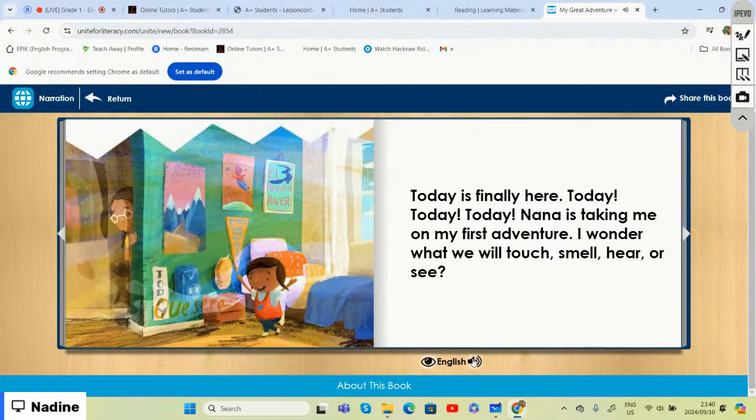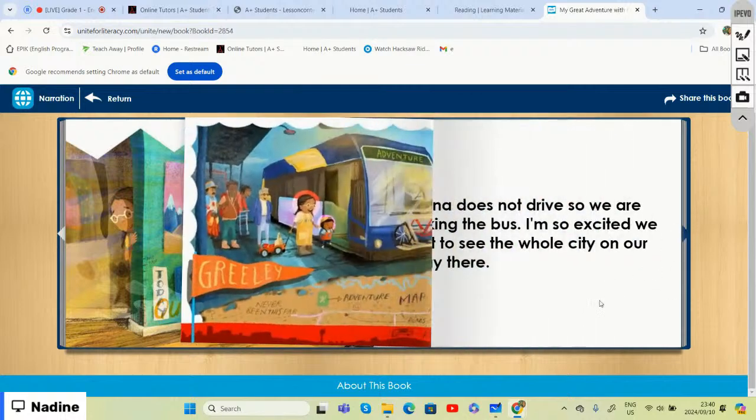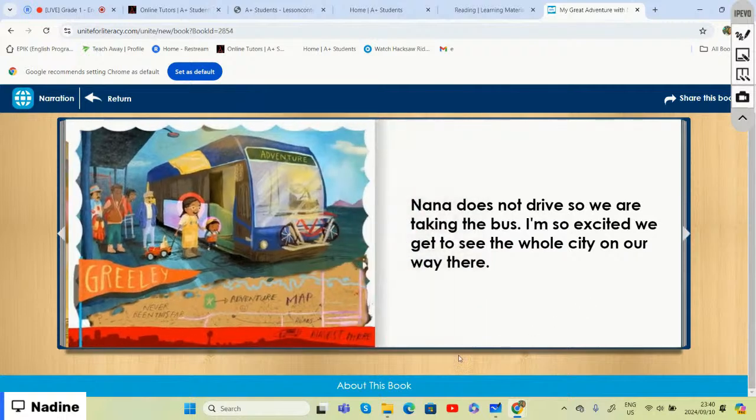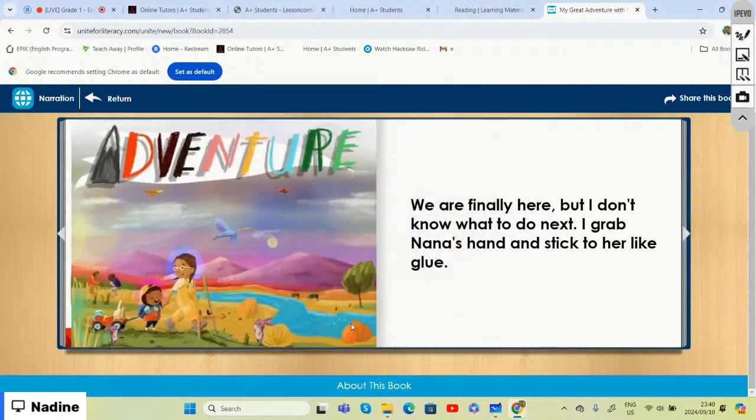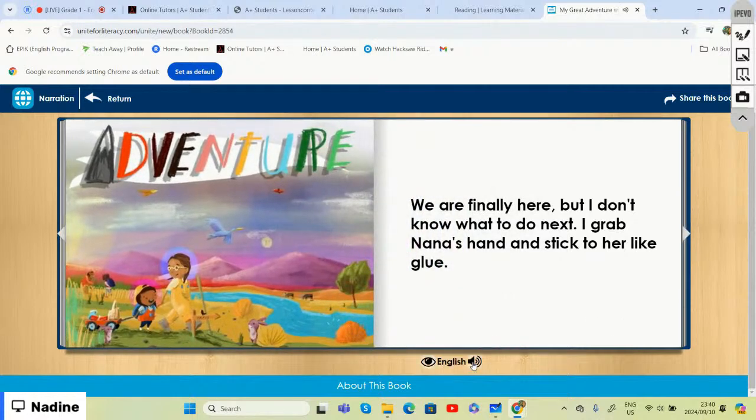Today is finally here. Today, today, today. Nana is taking me on my first adventure. I wonder what we will touch, smell, hear, or see. Nana does not drive, so we are taking the bus. I'm so excited we get to see the whole city on our way there. We are finally here, but I don't know what to do next. I grab Nana's hand and stick to her like glue.